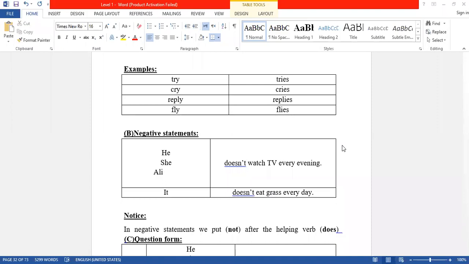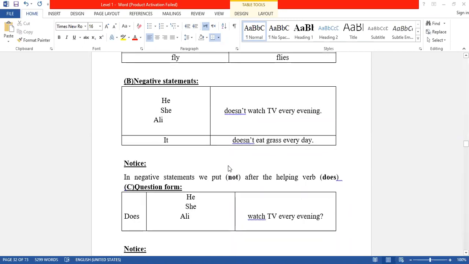Okay, so in negative statements, we are going to go to the subject first, then we write does, then not, and the verb without ES or S or IES, and the rest of the sentence. Notes: في الجمل المنفية, we put not after the helping verb does. حط does ثم not، أو نستخدم الاستخدام المختصر short form اللي هو doesn't. هذا doesn't short form و does not full form.